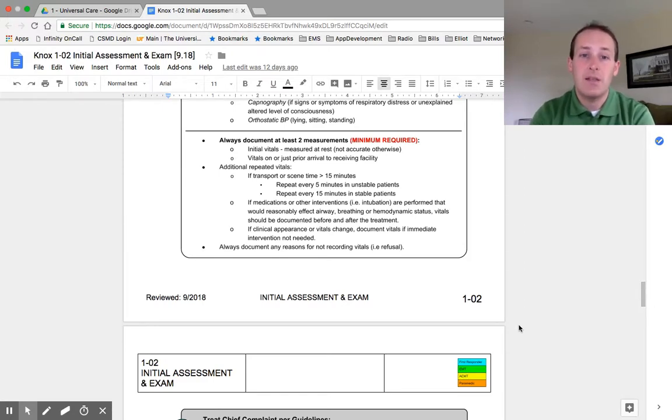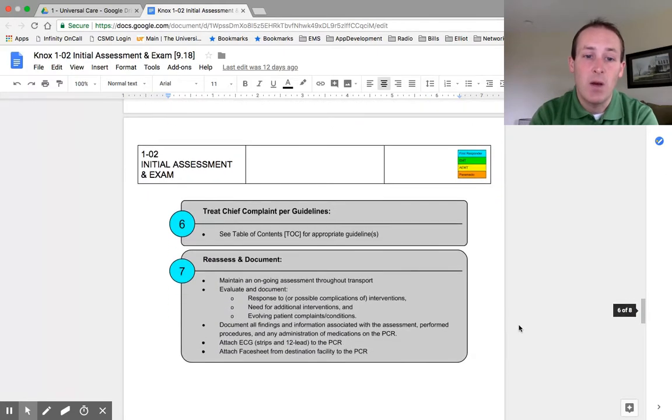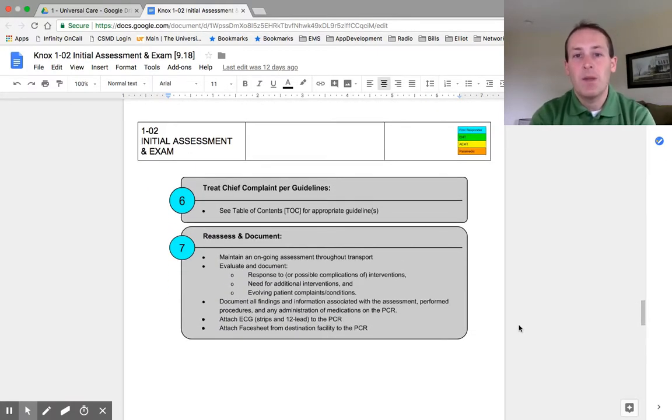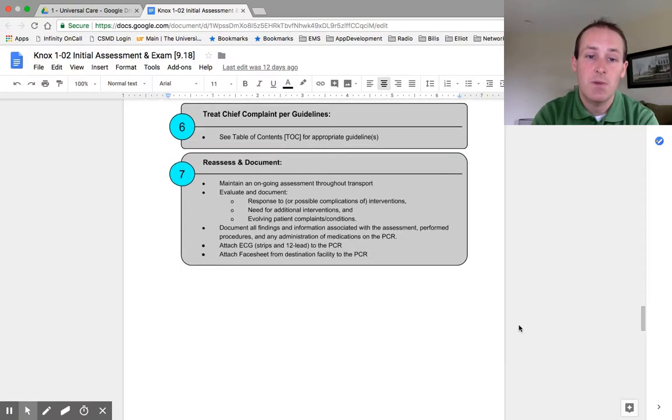In addition to that, and this is both with the vitals as well as reassessments, at least a brief reassessment exam and repeat vitals should be taken and documented throughout the transport. So if there's a change in the patient condition, or if there's an intervention, the assessment and the vital signs should be documented after those changes. Specifically, if you've got a prolonged transport, we request at least every 15 minutes on stable patients, and more often for unstable patients.